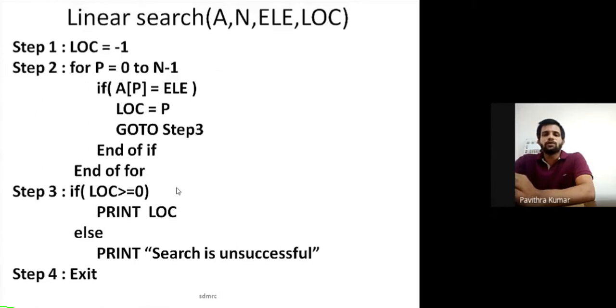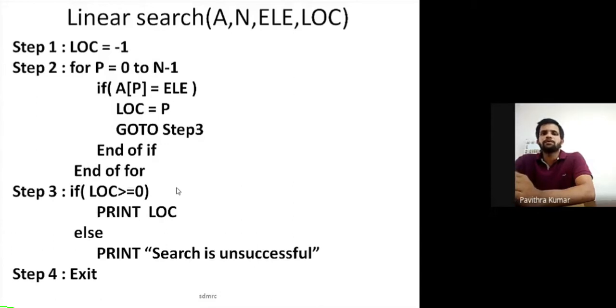As I told you, we need to assume that it does not exist. That's why it should be less than 0. It can be any negative value. For simplicity, I will take it as -1. The main reason for taking LOC equal to -1 is that we are going to assume the element does not exist. If it exists, the location value changes inside the for loop or inside the traversal.